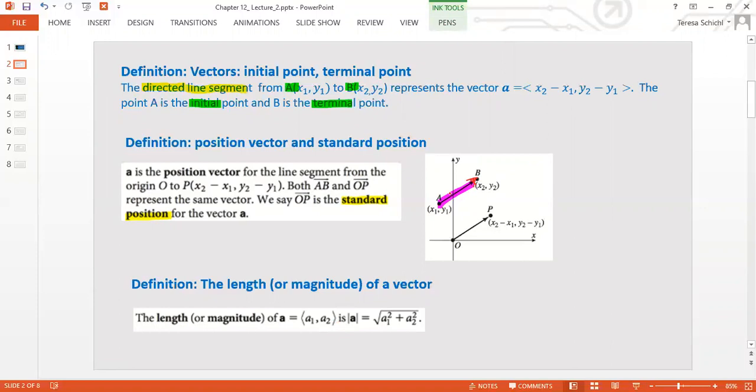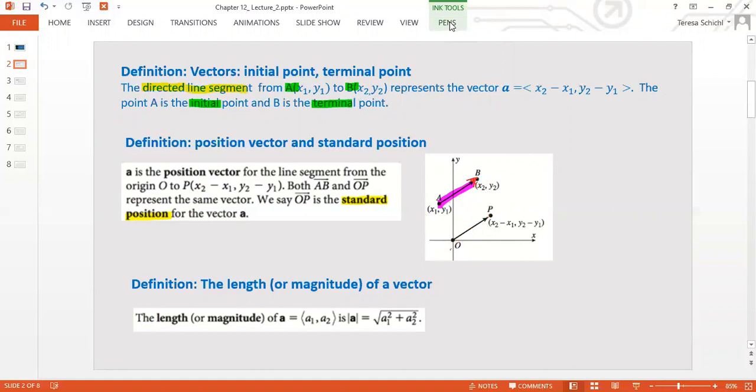But what is the standard position? If you move this vector down, we talk about the standard position. That means I change the initial point to be the origin. In fact, this OP and AB are exactly the same vectors, so they have the same direction and the same length.